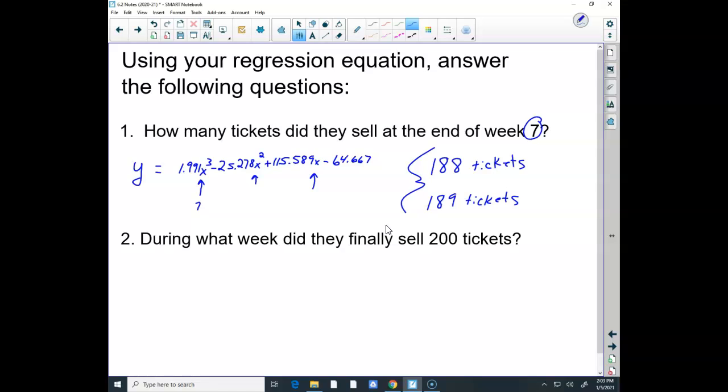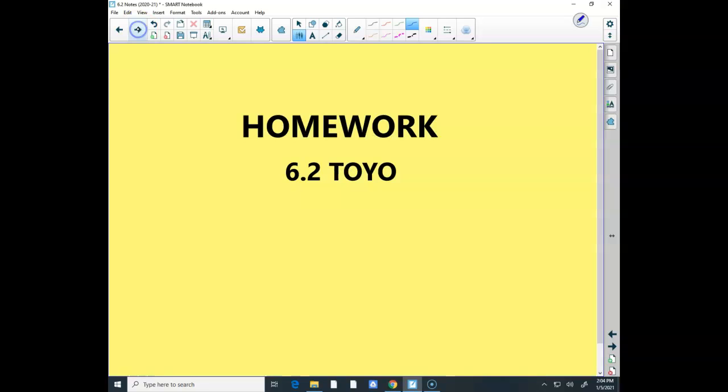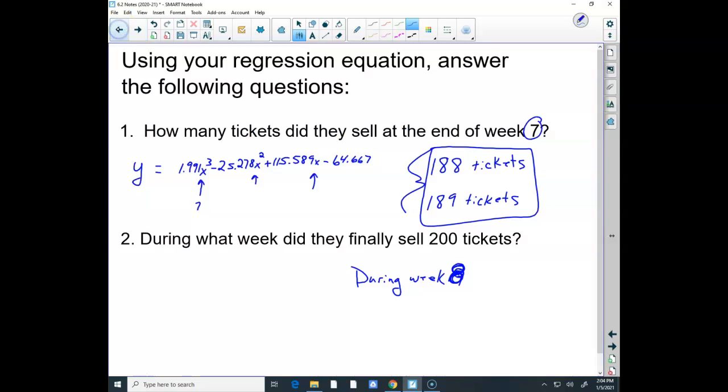The end of week 7 is where we got that, so we would have to say during week 8, because it's 7 point something, so that's into the 8th week, but the 8th week doesn't end until you actually hit the 8th. Because we're starting at week 0, 7 point something is the 8th week, okay? So hopefully that made a little bit of sense, okay?